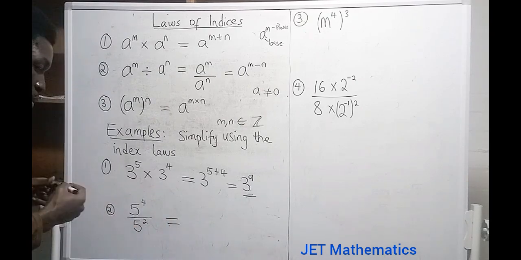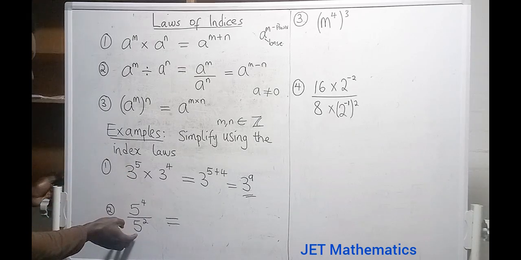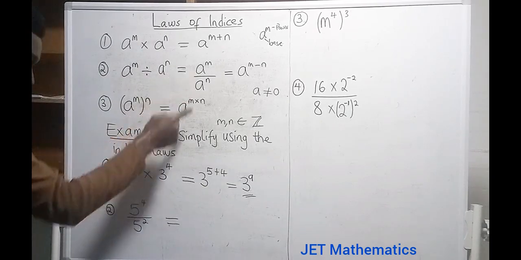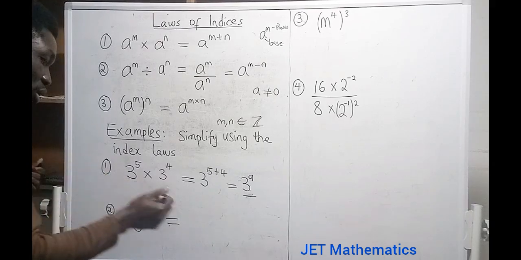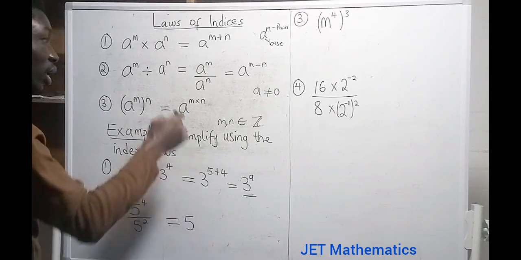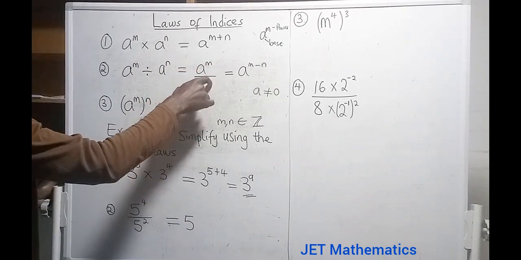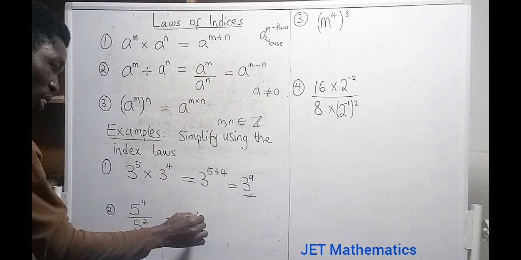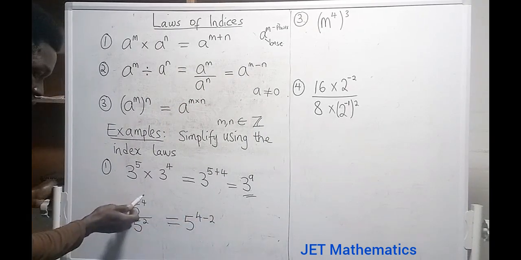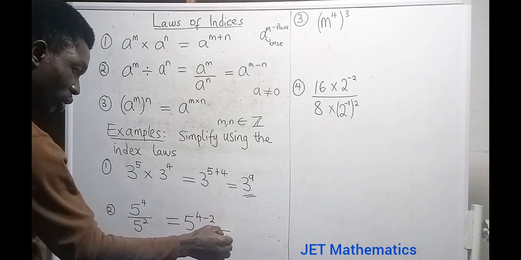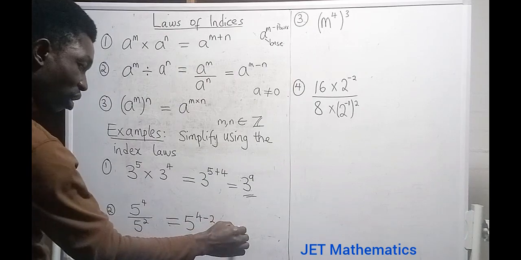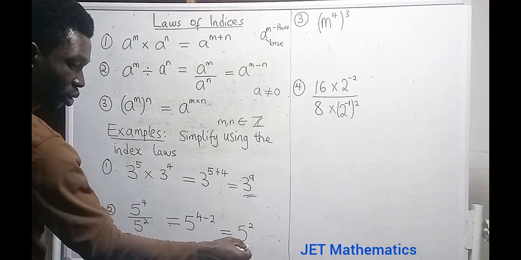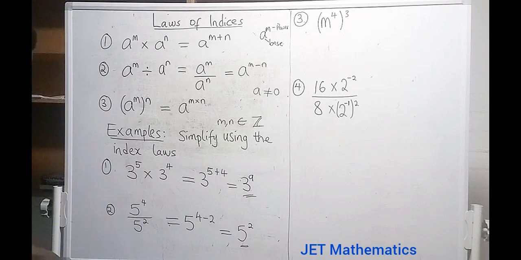Now let's look at the second example. The second example is applicable to the second law here. We have the same base, which in this case is 5. So we'll take 5. And now since it's division, we subtract the powers as we have in this law here. So we have 4 minus 2. So this is a simple example. So we say this becomes 5 to the power of 4 minus 2, which is 2. So that's the answer. Okay?